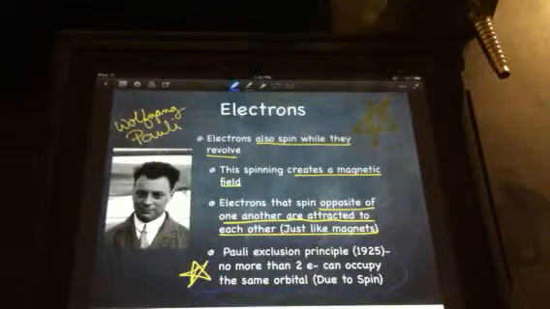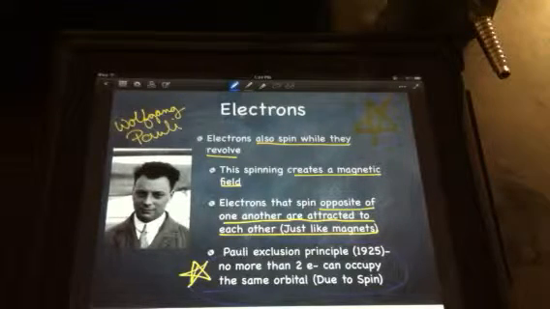Wolfgang Pauli is a very important individual. He's one of those gurus who met during the 1900s to discuss this, along with Bohr, Schrodinger, Einstein, some major players in physics. And Wolfgang Pauli gave us the idea that electrons spin and they revolve. Okay, and that the spinning creates a magnetic field. Electrons that spin opposite from one another are attracted to one another just like magnets.